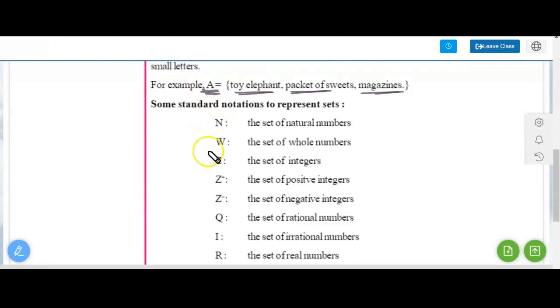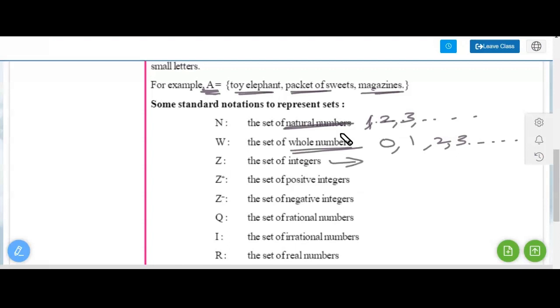Now next, let's see what these things are. Some standard notations to represent sets: N is the set of natural numbers. What are natural numbers? They start from 1, then comes 2, 3, like that. Whole numbers start from 0, then 1, 2, 3, and it goes on till infinity. And then the set of integers: positive and negative numbers are known as integers.